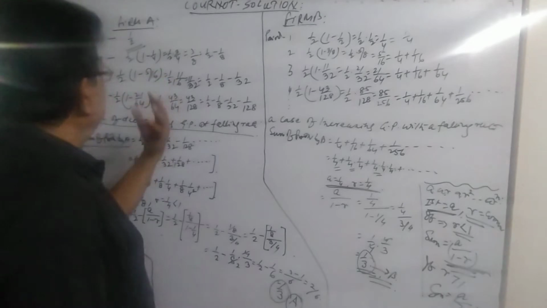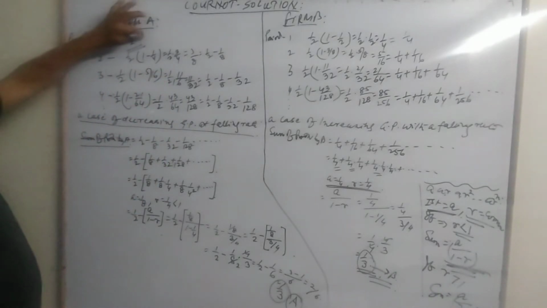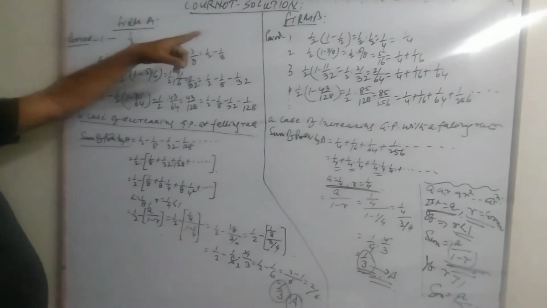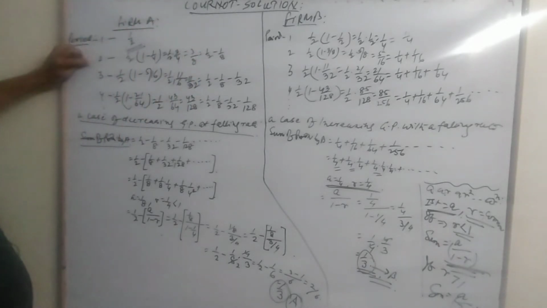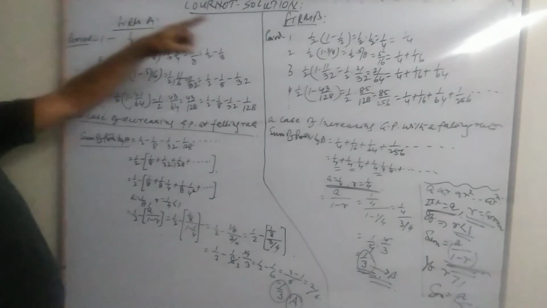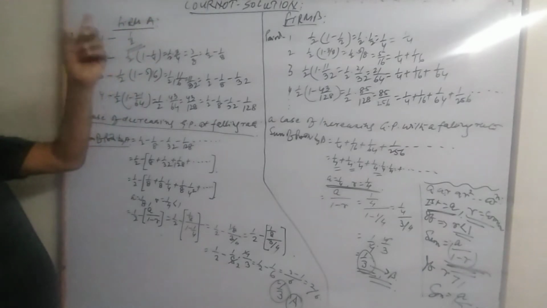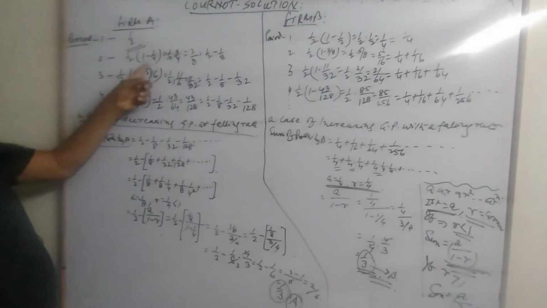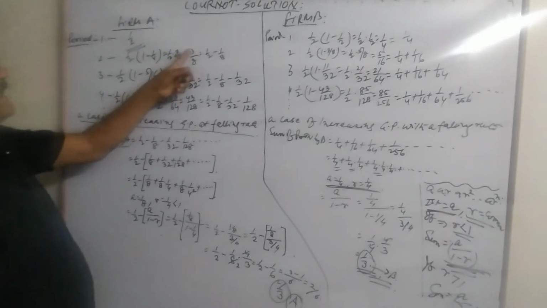Now coming to period 2. In period 2, firm A thinks that B would retain its own production at 1 by 4. What he will do, he will produce half into 1 minus 1 by 4, because 1 by 4 has been produced by firm B. So for firm A in period 2, the remaining part of the total demand will be 1 minus 1 by 4. So this is half into 3 by 4, which equals 3 by 8.